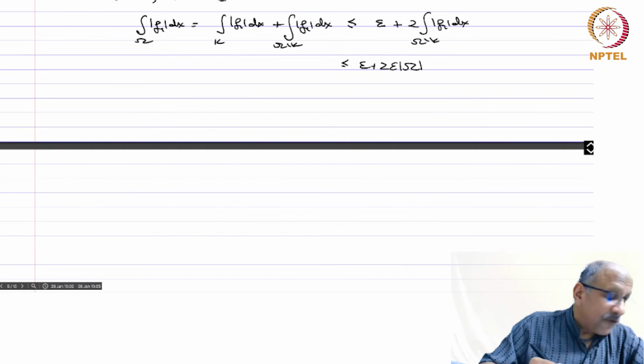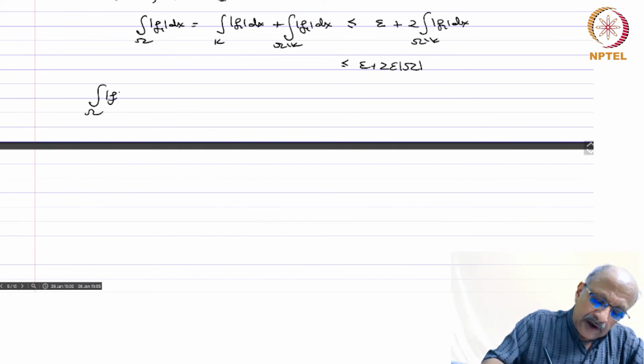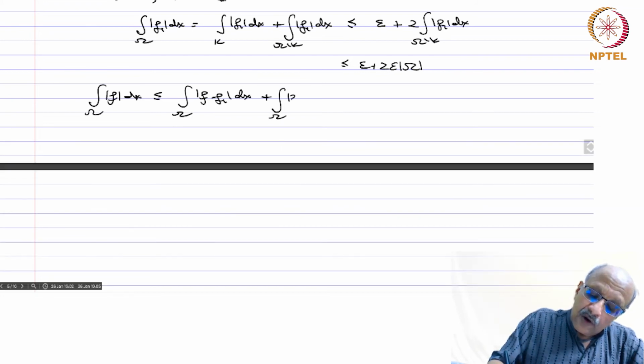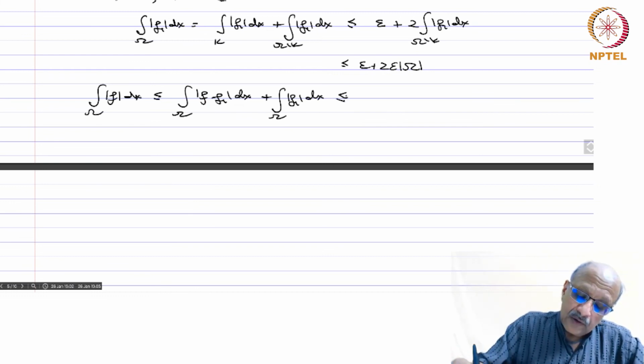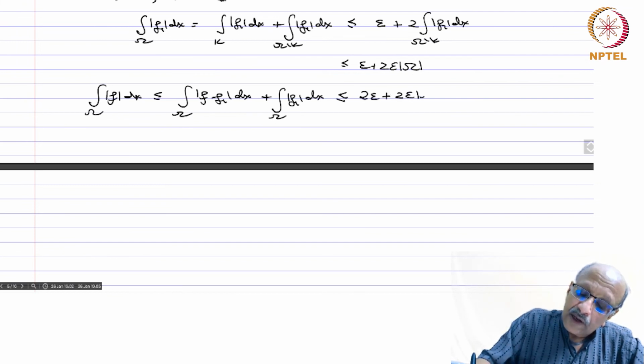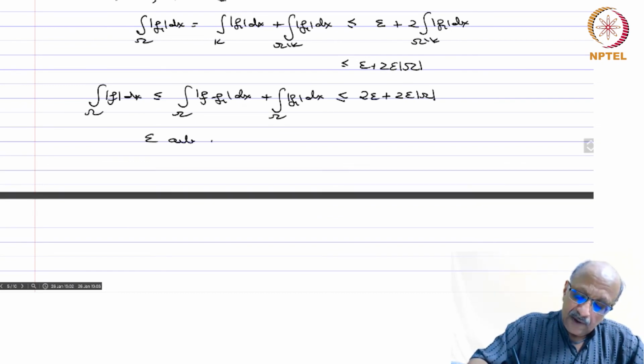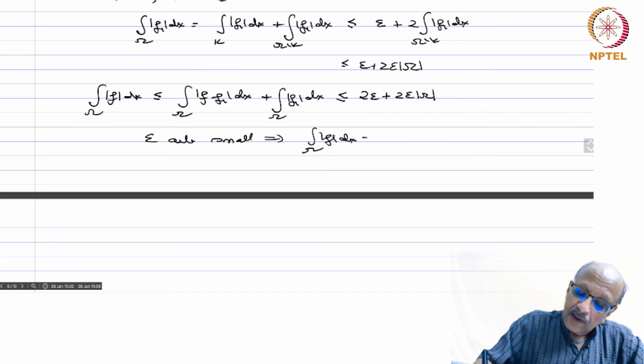And therefore it follows that the integral over omega of mod f dx is less than or equal to the integral over omega of mod f minus f1 dx plus the integral on omega of mod f1 dx. And we have just computed the second one. The first one is less than epsilon, we already know. This is less than epsilon plus 2 epsilon mod omega. So this is less than 2 epsilon plus 2 epsilon times mod omega. And this can be made, of course, arbitrarily small. So epsilon arbitrarily small implies the integral over omega of mod f dx equals 0, and this implies that f equals 0 almost everywhere.